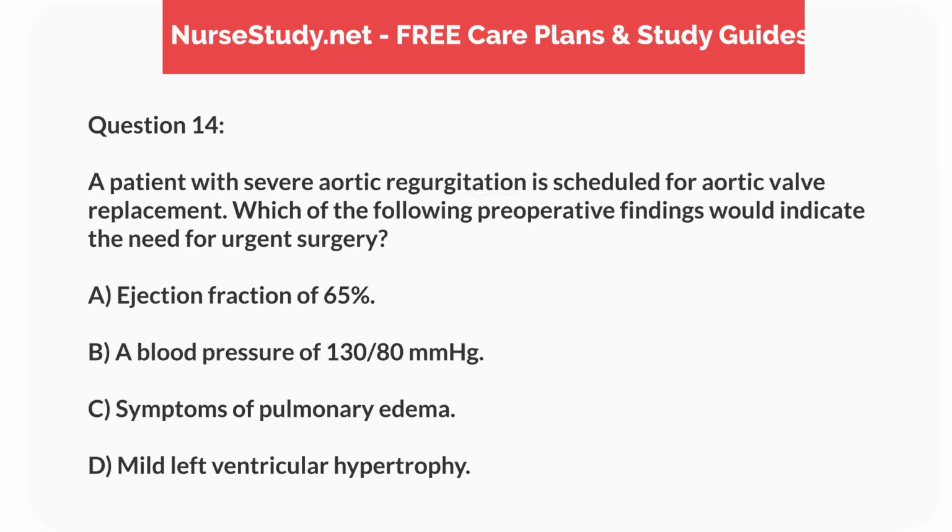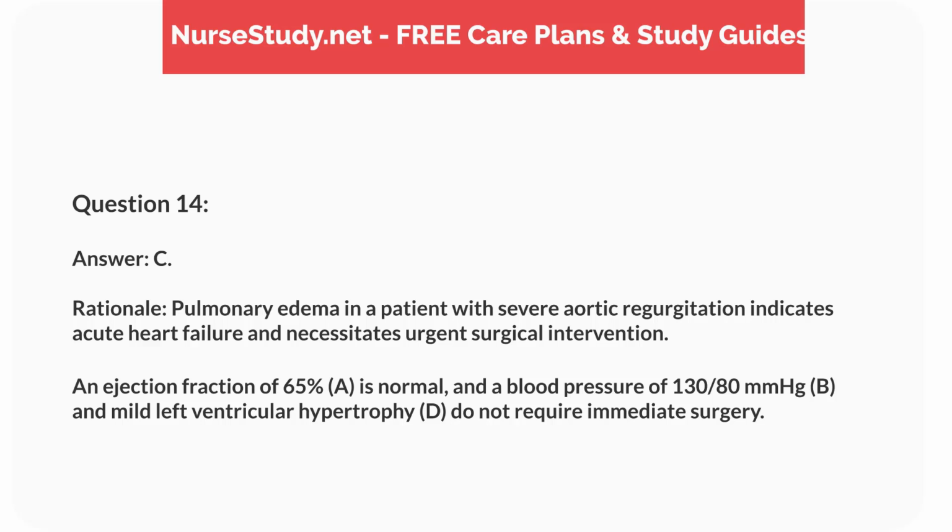Question 14. A patient with severe aortic regurgitation is scheduled for aortic valve replacement. Which of the following preoperative findings would indicate the need for urgent surgery? A. Ejection fraction of 65%. B. A blood pressure of 130/80 mm of mercury. C. Symptoms of pulmonary edema. D. Mild left ventricular hypertrophy. Answer C.